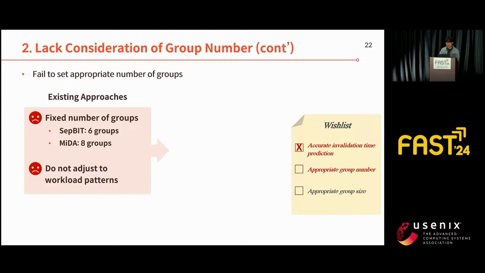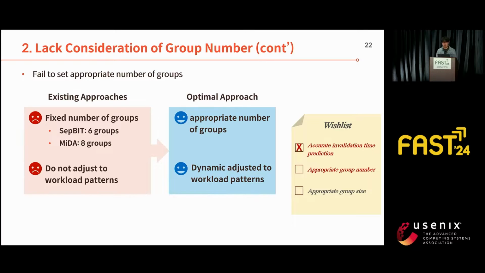Second, most existing techniques fail to find the number of groups. SOTA techniques set a fixed number of groups. For example, CEPIT maintains 6 groups and MiDAS maintains 8 groups. Also, they do not dynamically adjust the number of groups according to the workload patterns. This approach contrasts with an optimal approach that supports a suitable number of groups according to workload patterns. As a result, the second element of the wish list is not addressed in SOTA techniques.